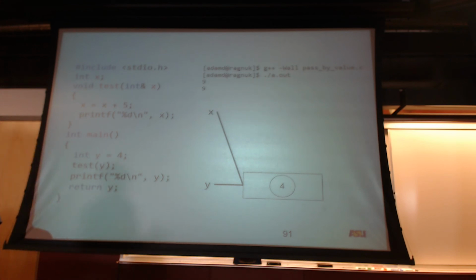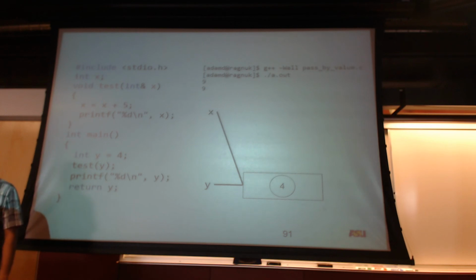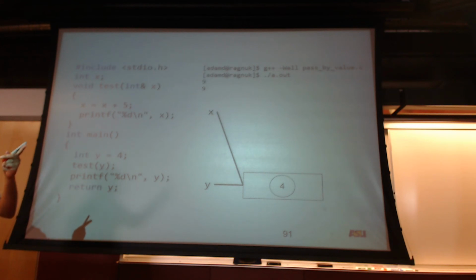That is the difference between pass by value and pass by reference. Pass by value creates a new location, new variable, new box and circle, right? And just copies the value of y into x. But pass by reference doesn't do that. Pass by reference doesn't create a new location. It just associates the location of x to the location of y.